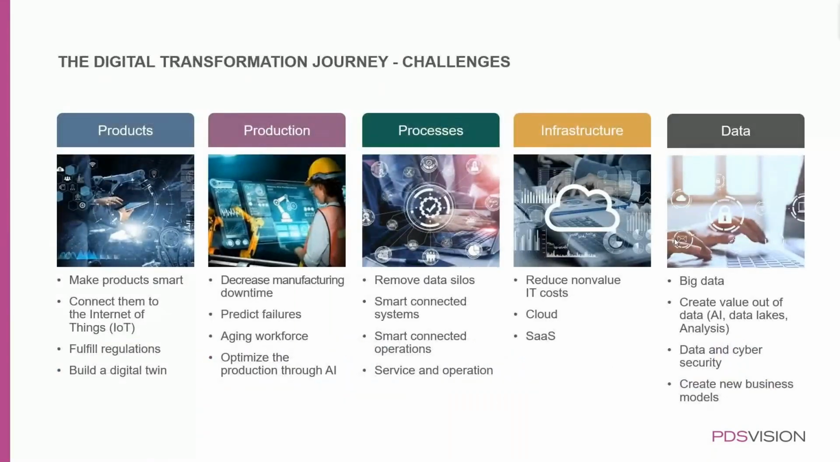All right, now moving forward, a lot of companies are transitioning into this digital world where we're taking advantage of all the new technology that's coming out, whether we're talking about our products, production, process, infrastructure, or just the overall data itself. So some of the challenges in products is we want to make sure our products are smarter. We want to make sure we can connect them with the Internet of Things. We want to make sure we fulfill all the regulations. As we make things more technology-based, we still want to cover all the regulations that are required for our particular products.